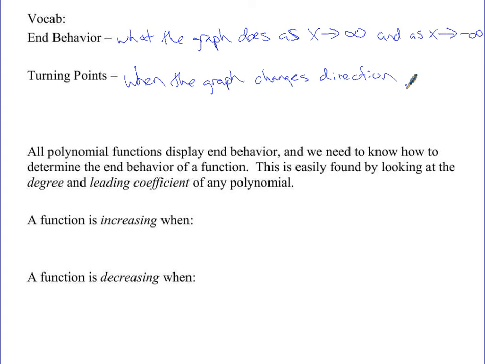By changing direction, I mean it switches from increasing to decreasing. Or it could, if it was decreasing, switch to increasing. Okay? That's what it means by changes direction. So a turning point is where the graph kind of turns around and starts going the other way.